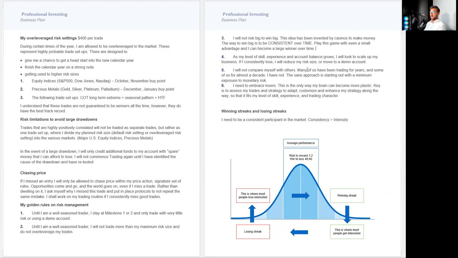Number 4, as my level of skill, experience, and account balance grows, I will look to scale up my business. If I consistently lose, I will reduce my risk size or move to a demo account. Nothing that I need to add here.